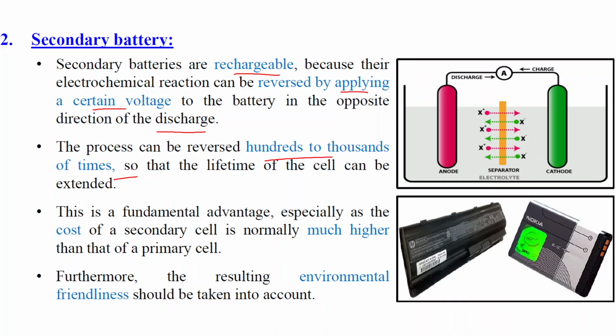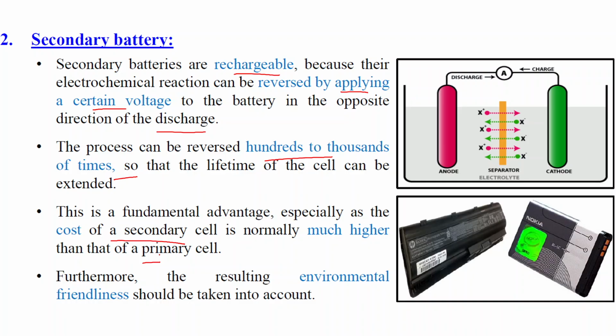So we can say that it has hundreds or thousands of cycle life, meaning a cycle life of at least 100 to 1000 cycles, so that the lifetime of the cell can be extended. This is a fundamental advantage, especially as the cost of a secondary cell is normally much higher compared to a primary cell. Since these secondary batteries are rechargeable, their cost is also much higher compared to the primary batteries.